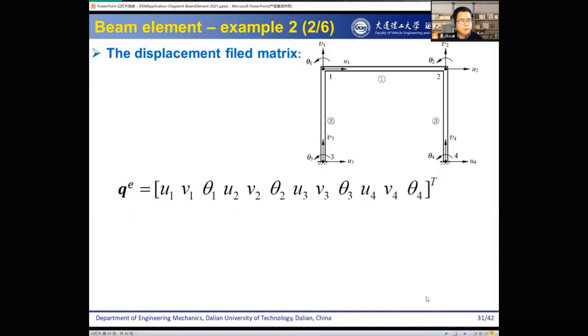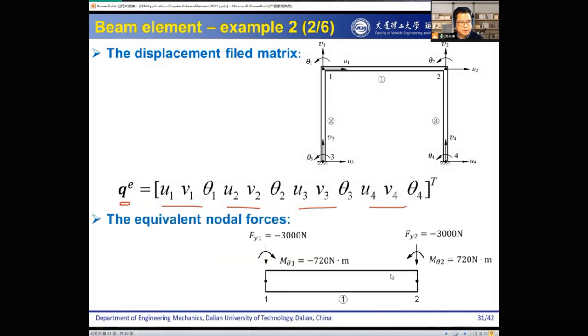Okay, then we continue. So this is the variable for the whole structure. For the whole structure, this is in a global system. For the whole structure, we have the node displacement vector, and then we have to work out the equivalent node forces before we set up the stiffness matrix.